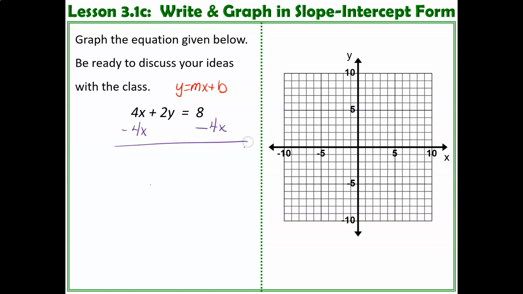I want to get y by itself. So I'm going to move that 4x to the other side by subtracting it. So now I have 2y equals negative 4x plus 8. Now I have to get rid of the 2, so I'm going to undo that multiplication and divide each side by 2. And I have y alone, and then negative 4x divided by 2 is negative 2x, and then 8 divided by 2 is 4. So if you look at this, I'm going to start at 4, which is my b, and I'm going to go down 2 over 1, down 2 over 1.